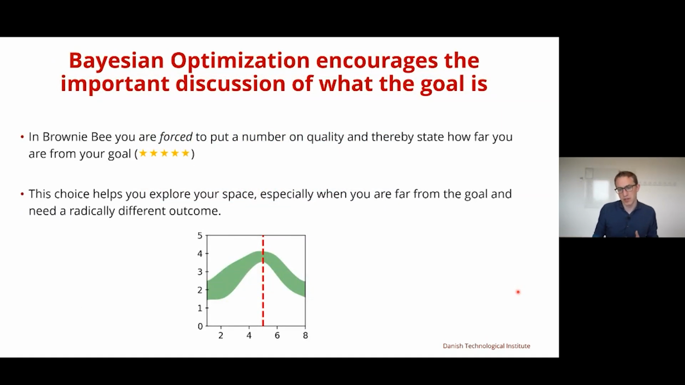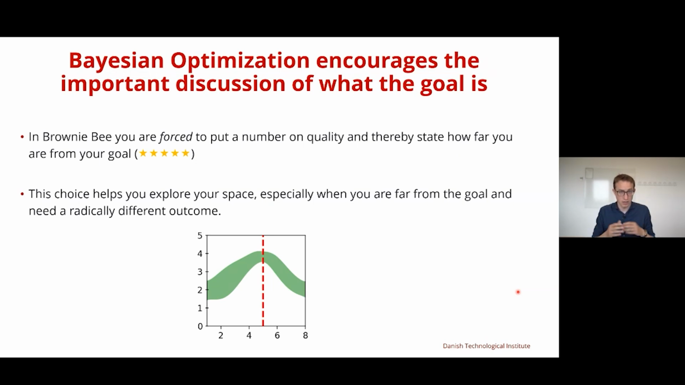And the good thing about Bayesian optimization in this context is that it really encourages you and your colleagues to have the really important discussion of what the goal is before you do anything. Because you can't use Brownie Bee without putting a number to quality, because we will not accept putting strength or yield in as a quality metric. We want you to state on a scale of 0 to 5 stars how far you are from your goal.